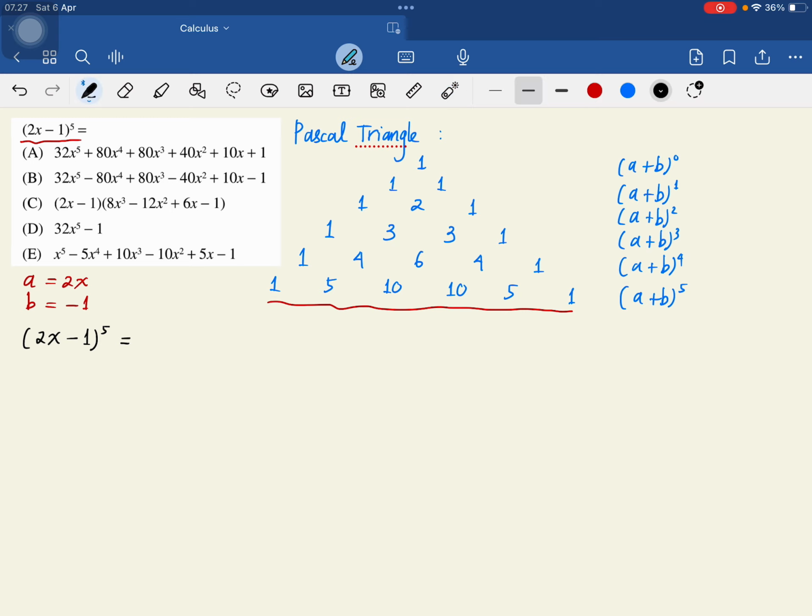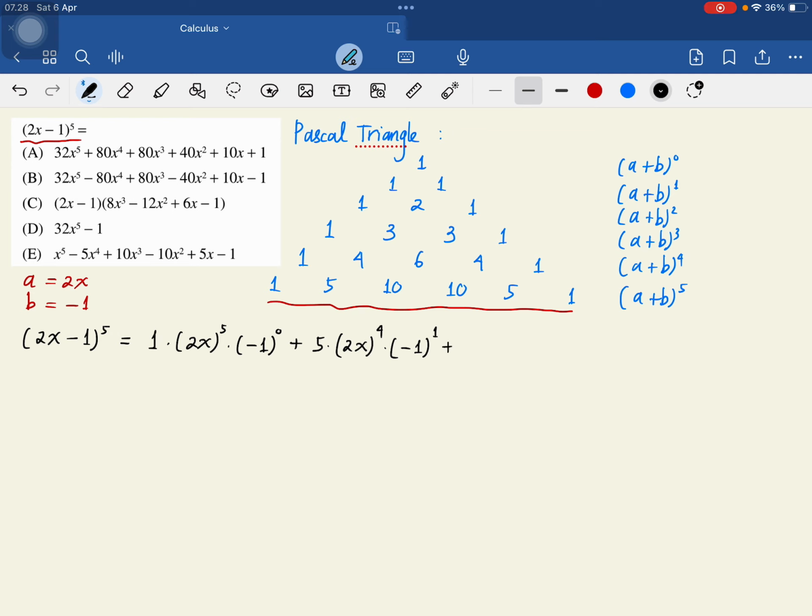So you have 1. So in here you can write 1 and then multiply with 2x to the power 5. 2x is the value of a, and then multiply with b, it is negative 1 to the power 0. And then you can continue plus, we look at the second coefficient here, we have 5, and then you write 2x, and the power is subtracted by 1. So when the first is power 5, now is power 4. And the power of b, you increase by 1. So now is power 1.